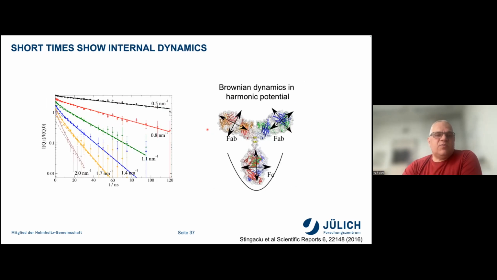Now we come to the more interesting short time part here. Here we take again this Brownian dynamics in a harmonic potential.